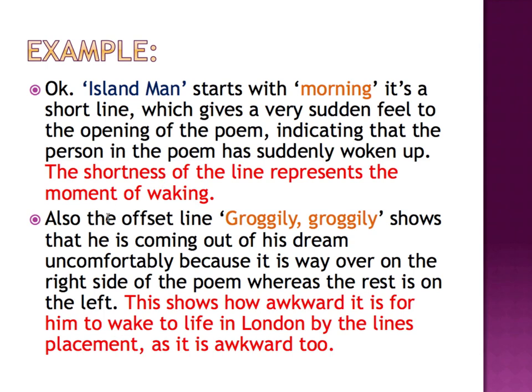Also, in the same poem, there's an offset line, "groggily." It shows that the person is coming out of his dream uncomfortably, because it's way over on the right side of the poem, whereas the rest is on the left. It's indented two margins along. This shows how awkward it is for him to wake up to London by the line's placement, as it's awkward in the poem. And that was the effect the writer was actually trying to achieve at that point. So that's an example of how structure can be analysed.